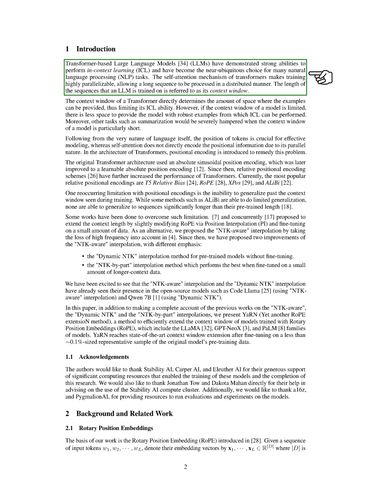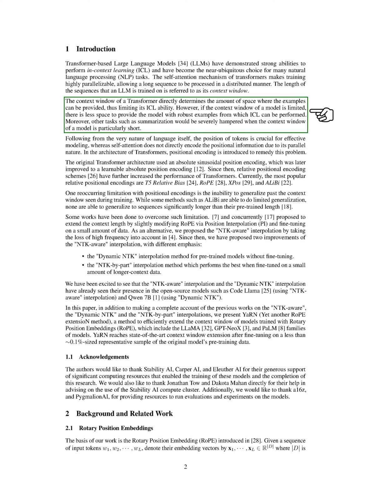This mechanism enables the processing of long sequences of data in a distributed way. However, there's a catch. The length of the sequences that an LLM can handle, known as its context window, directly impacts the amount of space available for providing examples. This, in turn, can limit the model's ability to learn in context. If the context window is too small, the model may not have enough examples to learn from, which can hinder its performance. This limitation can be particularly problematic for tasks like summarization.